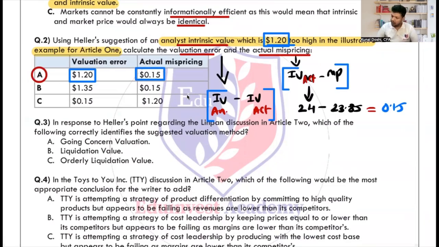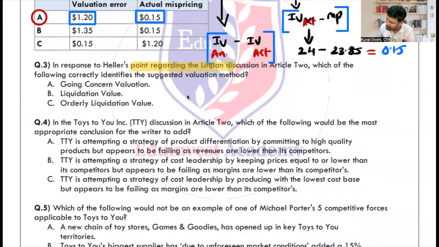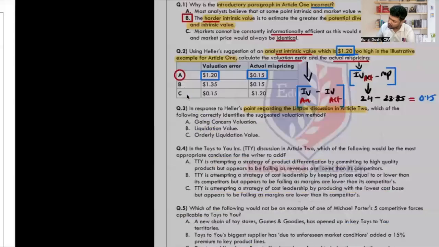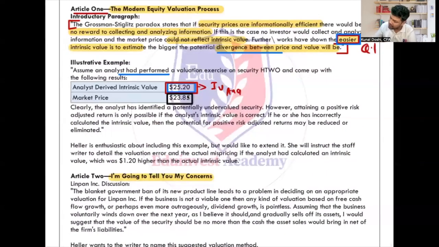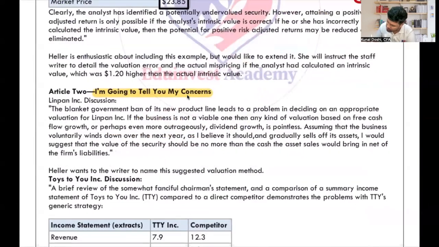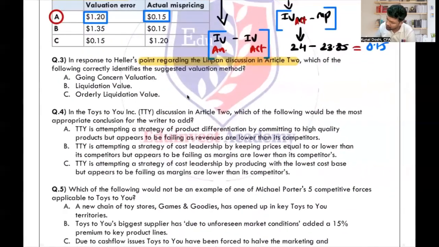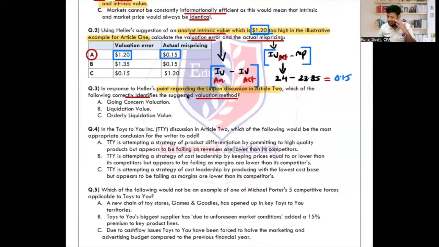Right, everyone? Okay. In response to Heller's point regarding the limpum discussion in Article 2, here all this information that I had, use it for my question number 2, right? For Article 2, this is going to be question number 3. Okay. What is it that they are asking me here? Which of the following correctly identifies the suggested valuation method? Going concern, liquidation, or orderly liquidation? Yes. Which of the following is correct?